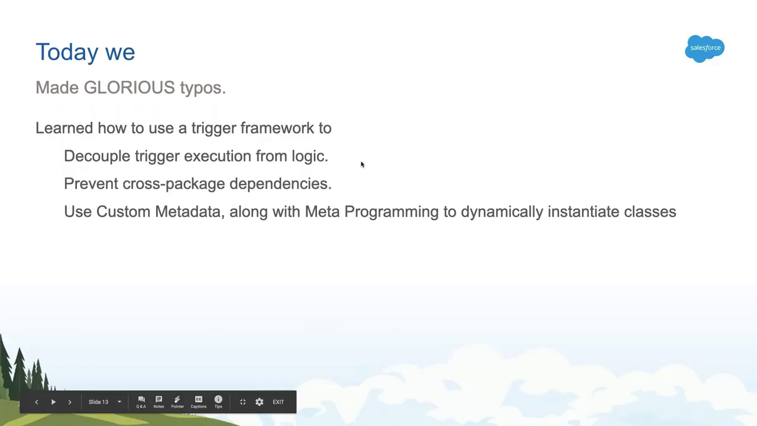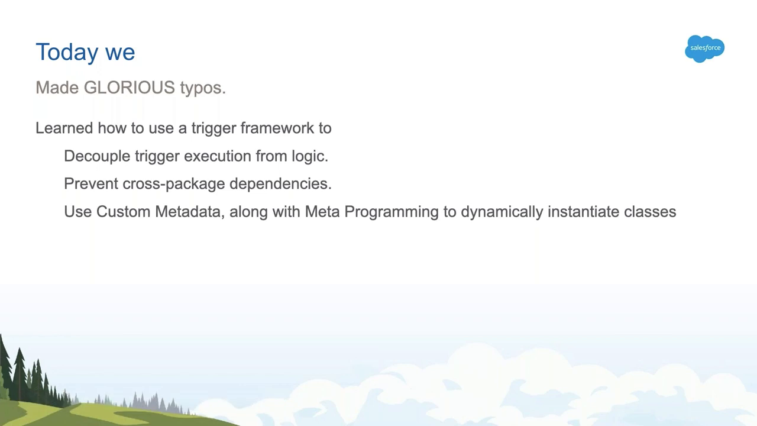So today, we learned how to use a trigger framework, and we learned how to extend that trigger framework so that we can decouple our trigger logic from various packages, so that we can have trigger logic in individual packages and have a package that is nothing but the trigger framework and its custom metadata type, which, I'm going to pat myself on the back and say, is an elegant solution. I think it's a very elegant solution. Very elegant. I'm going to go and implement this when I get back.